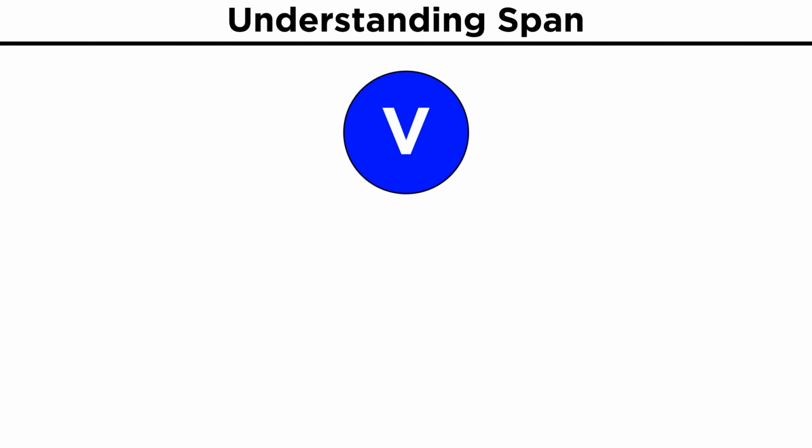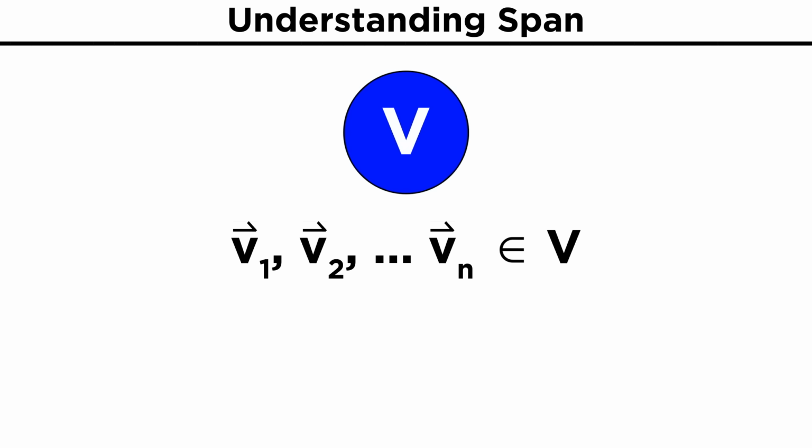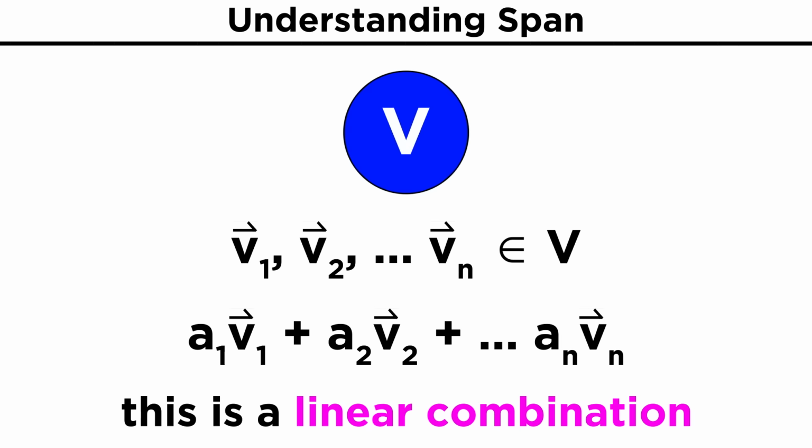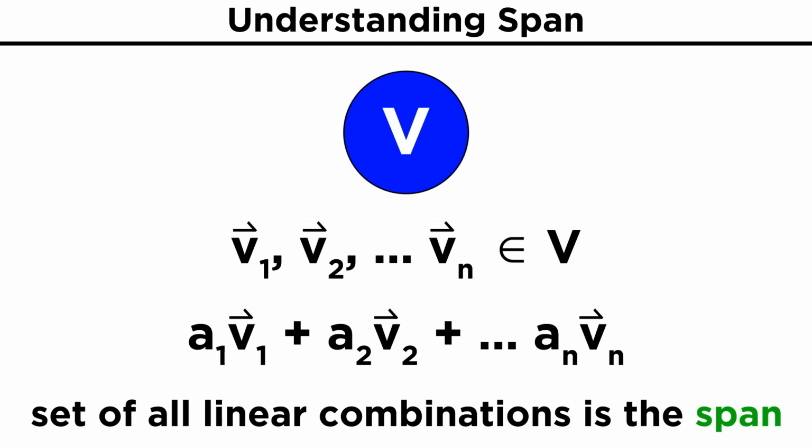Once again, let's say we have a vector space V and a number of elements of V, which we can call V1, V2, all the way to Vn. Any sum of these elements multiplied by some scalars, which we can represent as A1V1 plus A2V2 and so on, up to AnVn, is called a linear combination. The set of all possible linear combinations of these elements is called their span.